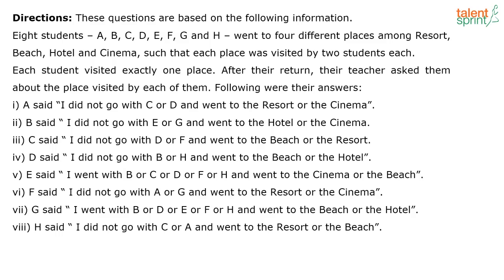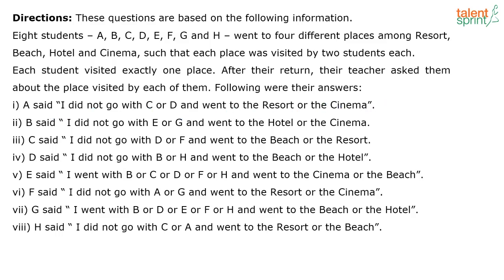Following were their answers. Based on the answers, you have to find who visited the place with whom and which place did they visit. So again, I will give you the next 2-3 minutes to try out this one and then I will solve it. How I solved it is, I will tell you. It is given that A said, I did not go with C or D and went to resort or cinema.